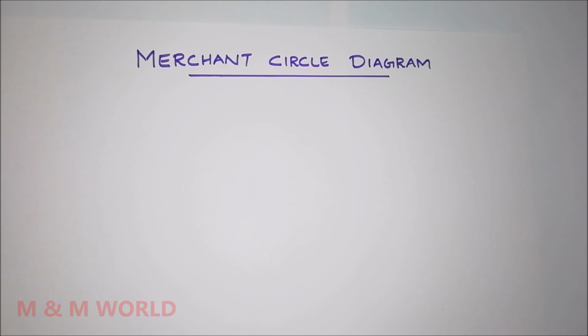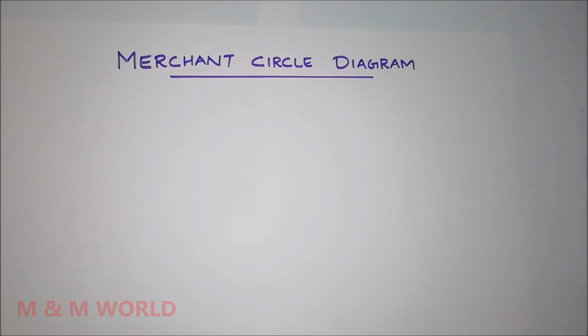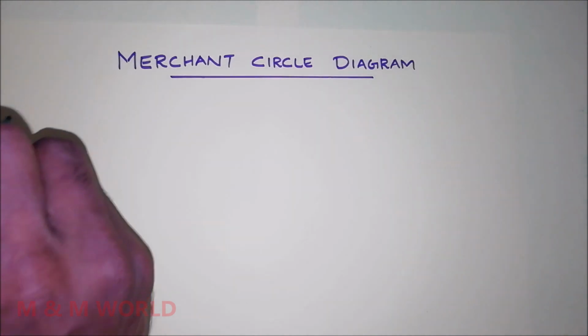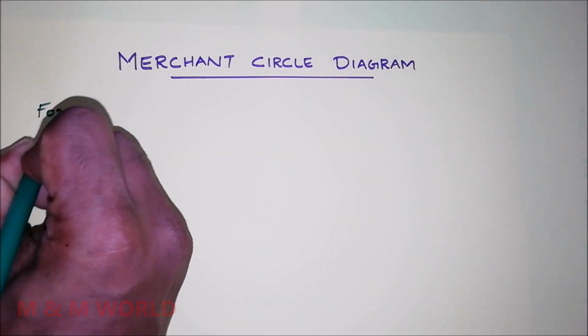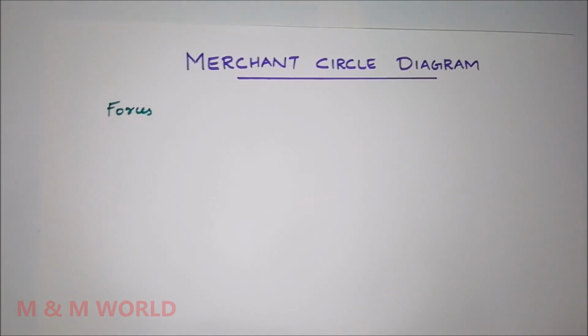Easy, quick and reasonably accurate determination of several other forces from a few forces involved in machining is possible by using this Merchant circle diagram. Now before going into the Merchant circle diagram, let us go through the various forces acting on the tool and on the chip.